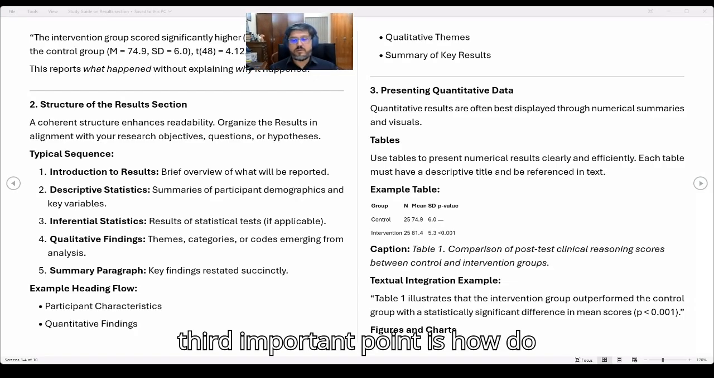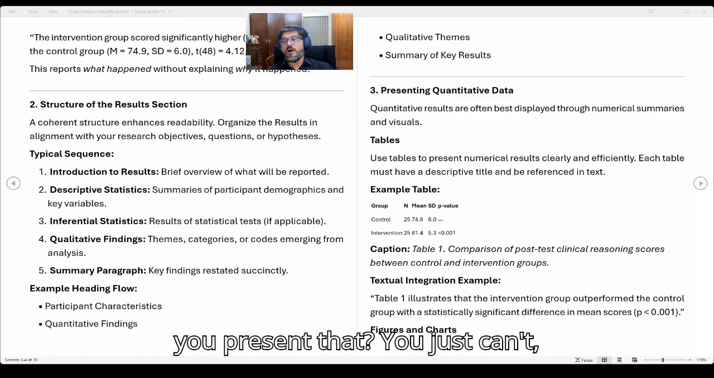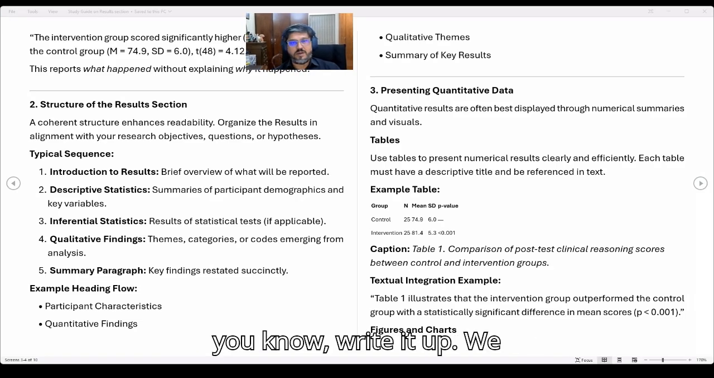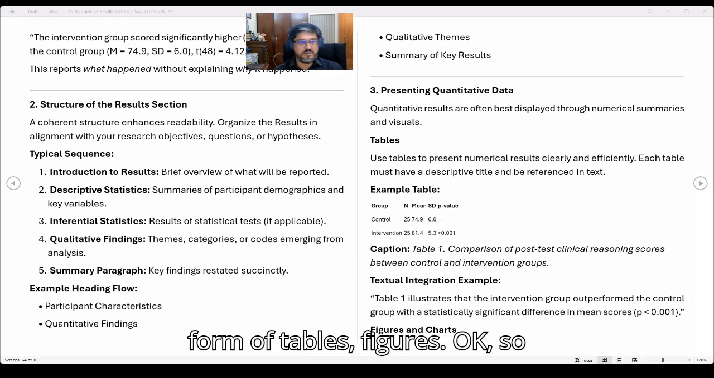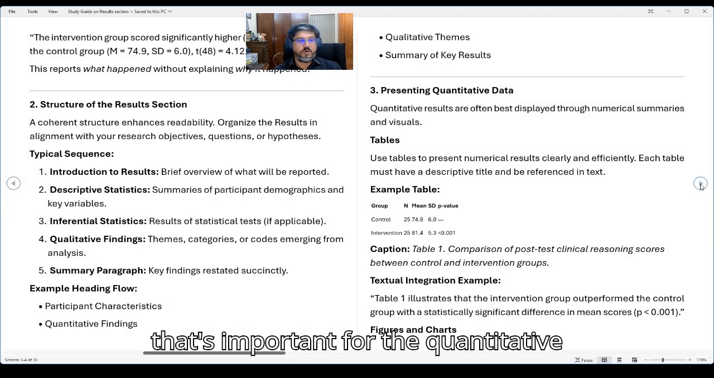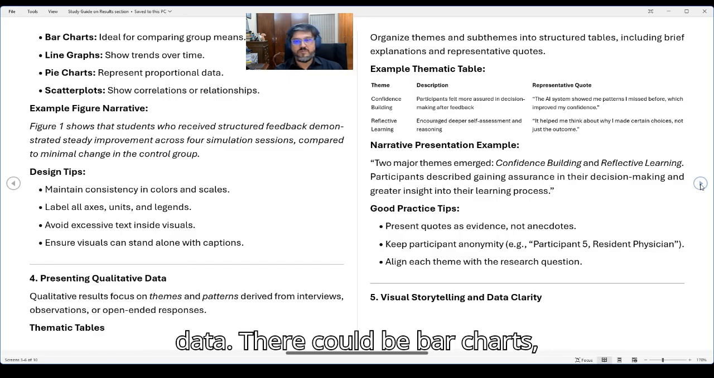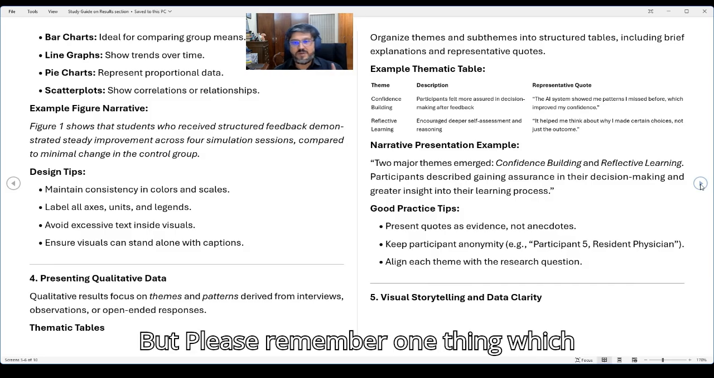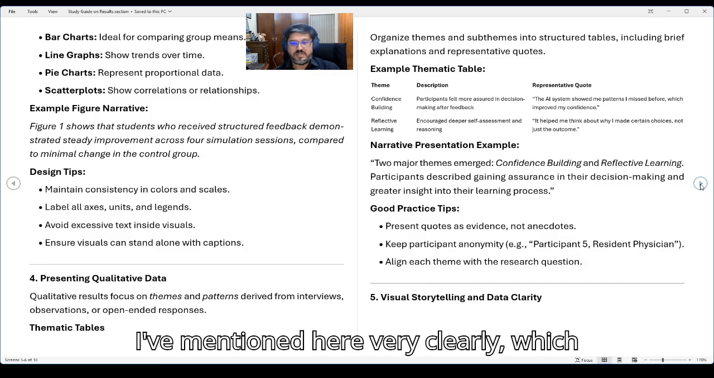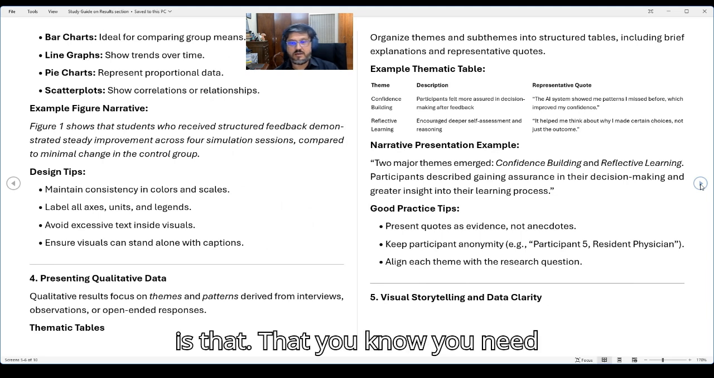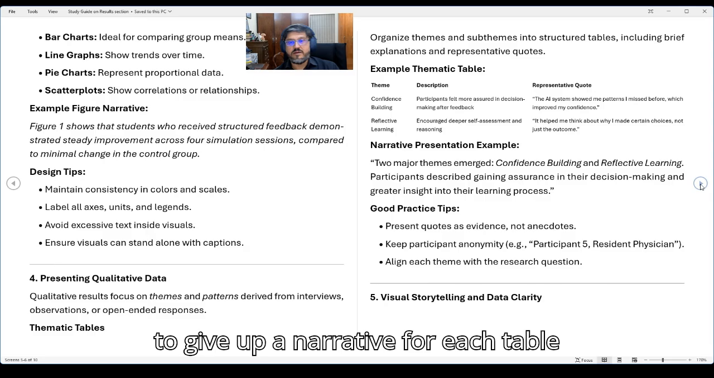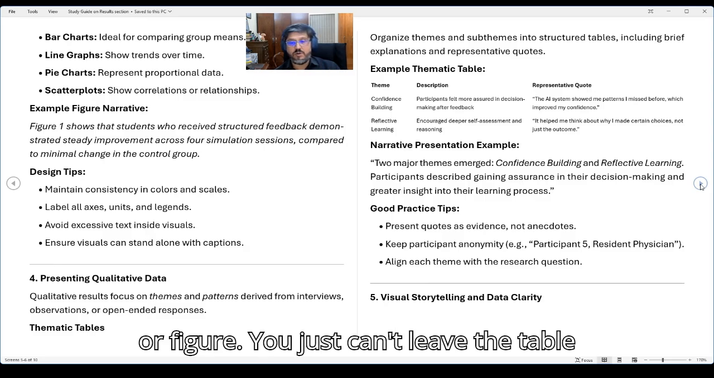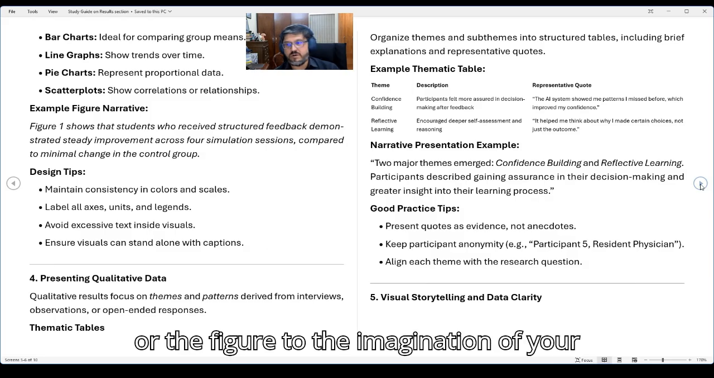Then the third important point is how you present it. You just can't write it up. You need to present it in the form of tables and figures. That's important for the quantitative data. There could be bar charts, line graphs, pie charts, scatter plots. But please remember one thing, which I've mentioned here very clearly: you need to give a narrative for each table or figure. You just can't leave the table or the figure to the imagination of your reader.